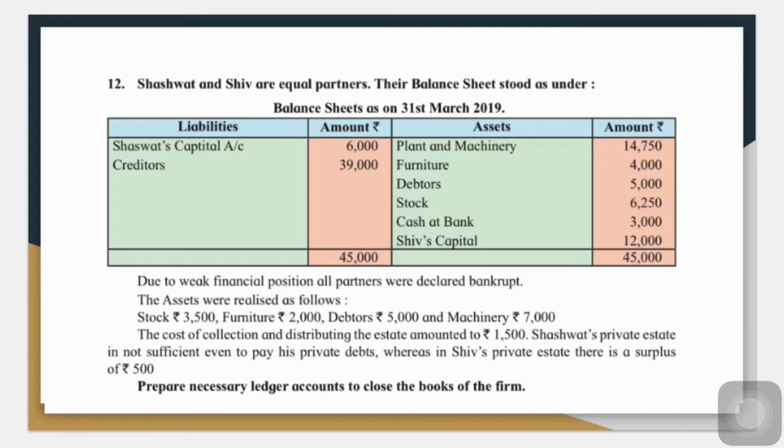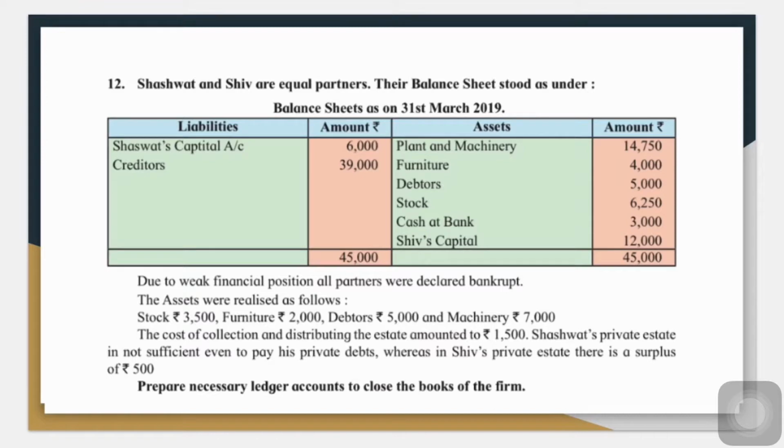Sashwat and Shiv are equal partners. Balance sheet is given to us. Sashwat's capital 6,000, creditors are given, and Shiv's capital is given on the asset side, that means it is a debit balance. Plant and machinery, furniture, debtors, stock, your assets are given to you. Cash at hand will go in bank account, and all these assets will go in realization account debit side.